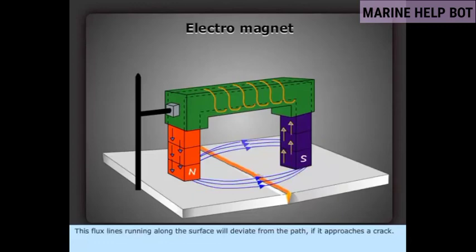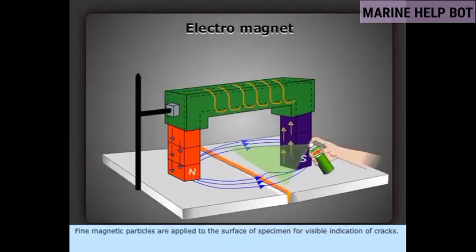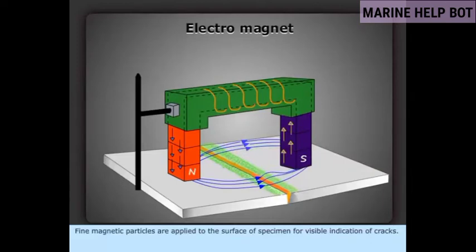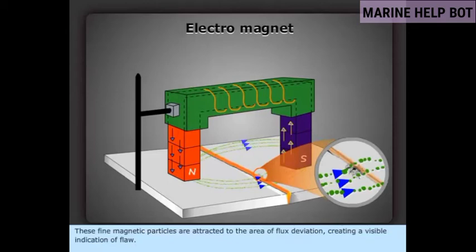Flux lines running along the surface will deviate from their path if they approach a crack. Fine magnetic particles are applied to the surface of the specimen for visible indication of cracks. These fine magnetic particles are attracted to the area of flux deviation, creating a visible indication of the flaw.